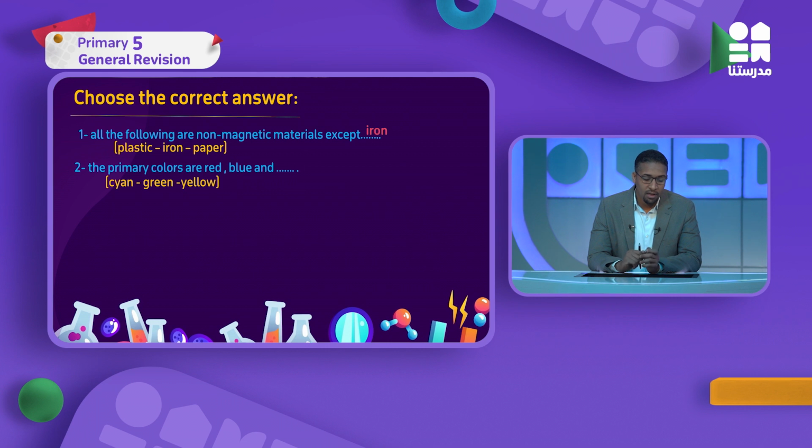Number 2, the primary colors are red, blue, and cyan, green, or yellow? Of course, green. So green, blue, and red are primary colors. A white opaque object: does it absorb all the light colors, reflect them, or refract them? So white reflects all light colors.